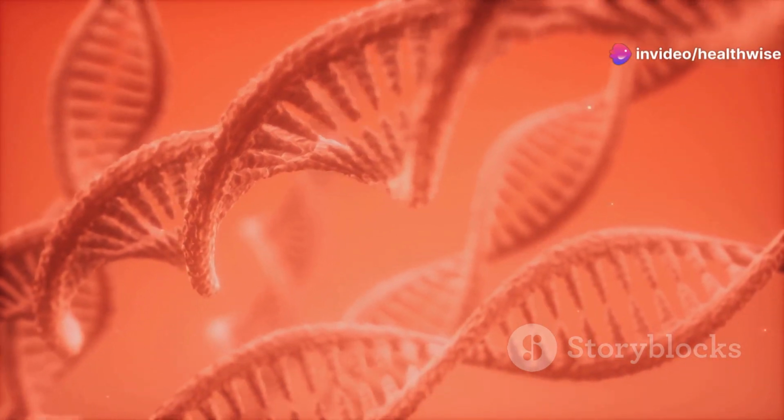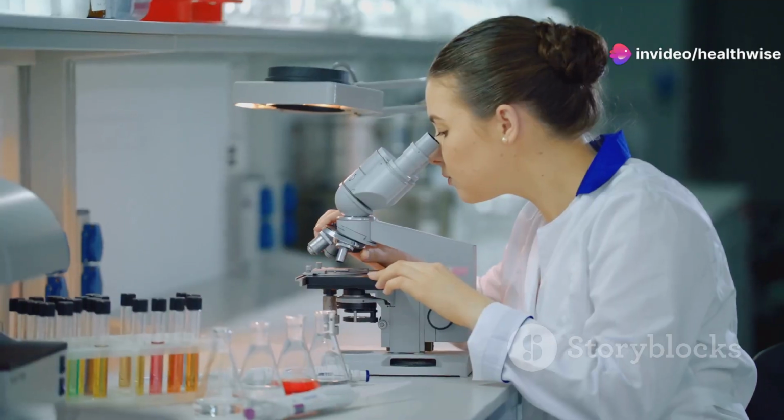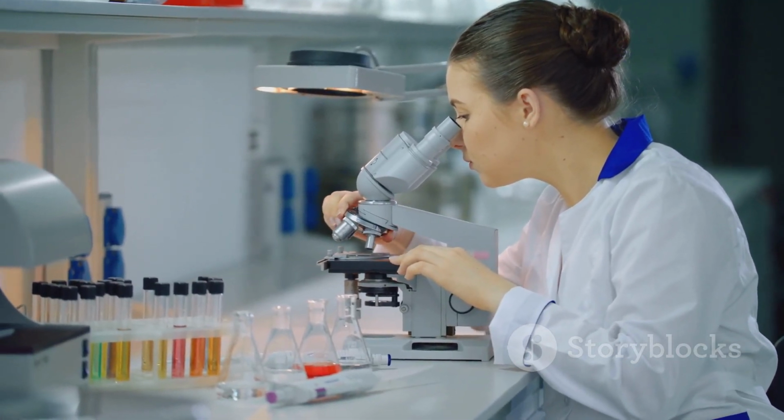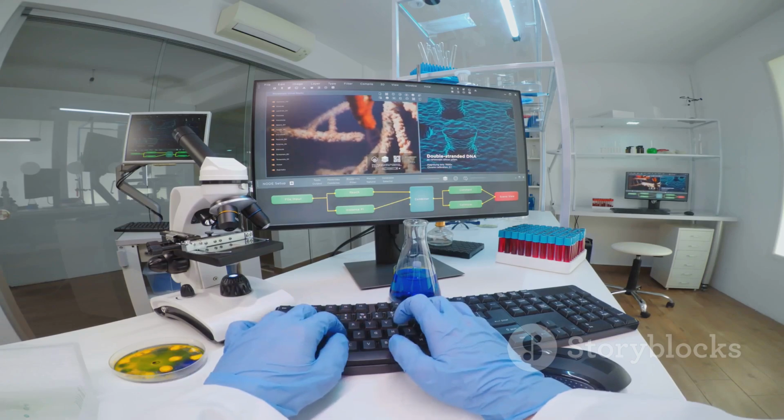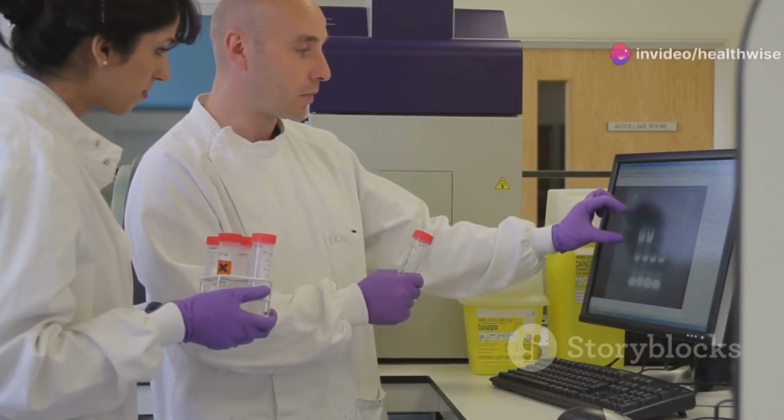Each DNA molecule is made up of a unique sequence of building blocks called nucleotides. These nucleotides are like letters in the alphabet. They can be arranged in different combinations to create different genes. Genes determine our traits, like hair color and eye color.